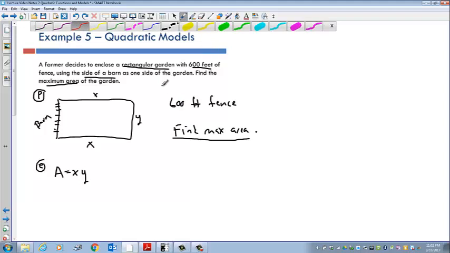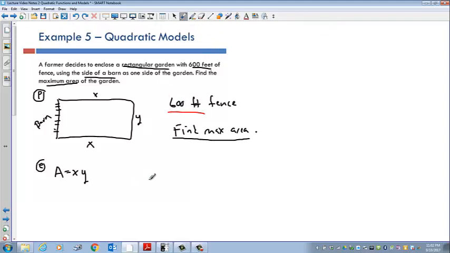So this number here, 600 feet, is the amount of fence I have. So I can write down 600. I can express it, basically, in terms of x's and y's. So you have 1x, 2x, and 1y. So 2 x's plus a y. Remember, x and y stand for x feet and y feet. So you have x feet plus y feet plus x feet should be equal to 600 feet. You can solve this for y by taking away 2x from both sides.